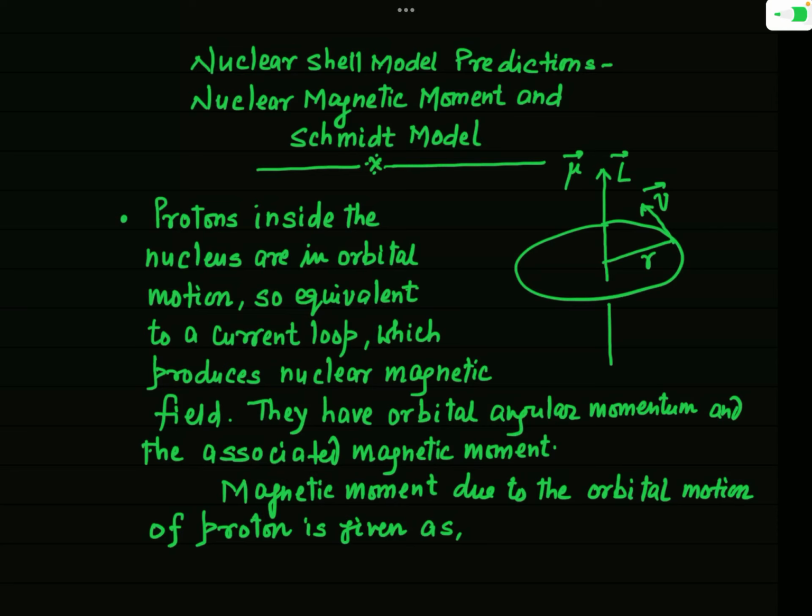So first of all, let us consider that a proton whose charge is e and mass is capital M is moving in a circular orbit. As you know, a circulating electric charge is just equivalent to an electric current, or you can say a current loop. So definitely, due to this circulating positively charged proton, an electric current will be produced. And this electric current produces a magnetic field which you may call the nuclear magnetic field.